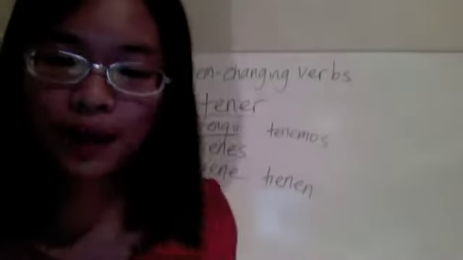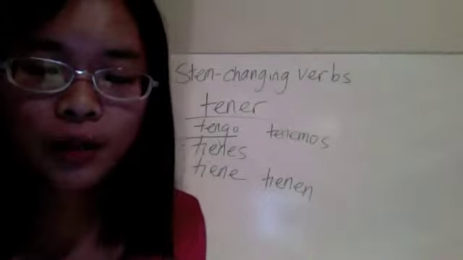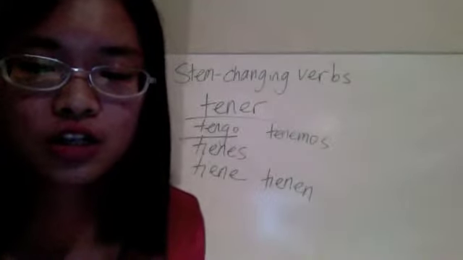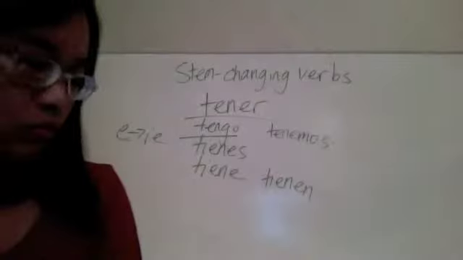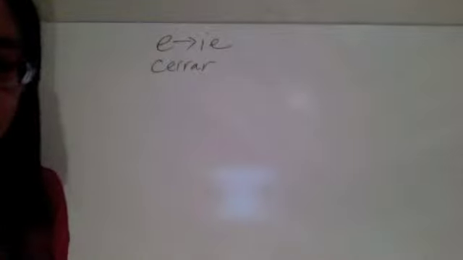In Spanish, there are several types of stem changes in different tenses. What we're going to talk about today is the stem changes in present indicative. We have E to IE as you see on the board. Other examples include the verb cerrar, to close, is the E to IE stem change. It's right here. So let's conjugate it.